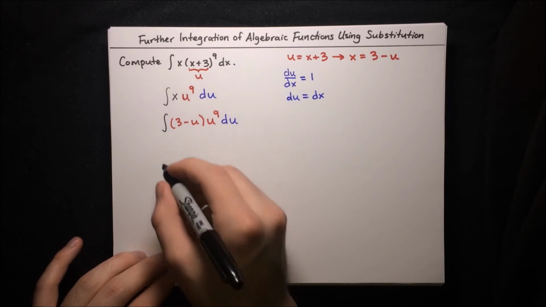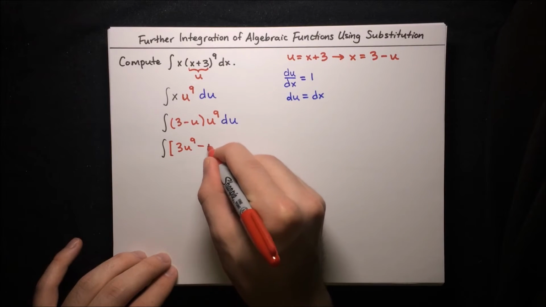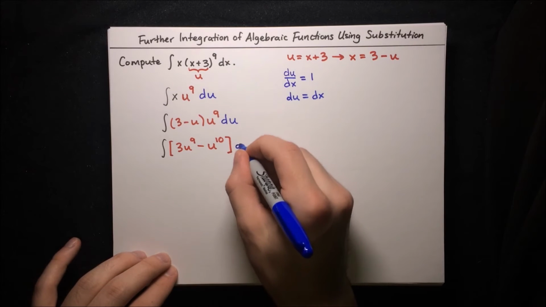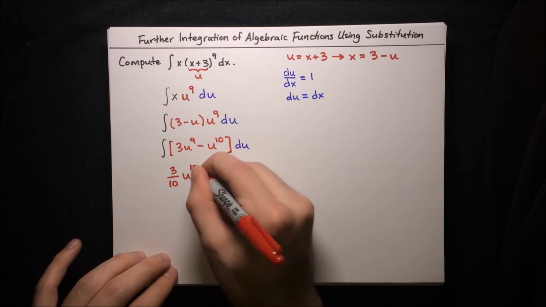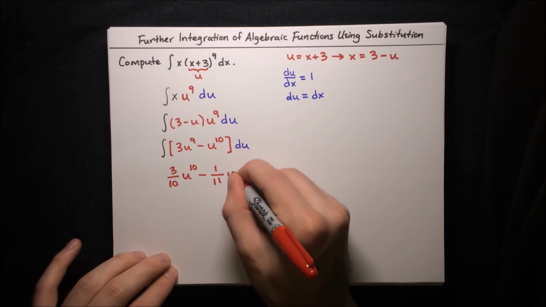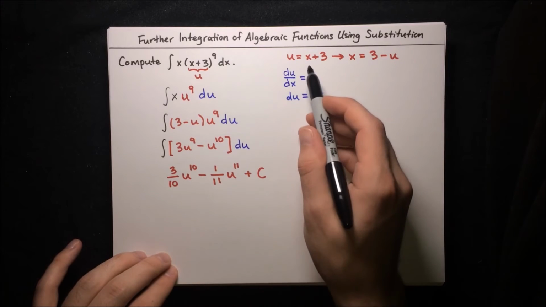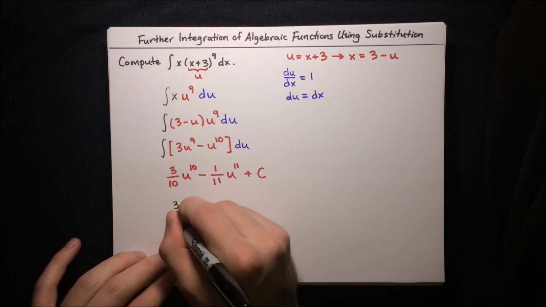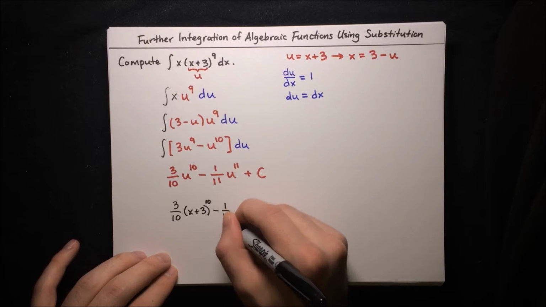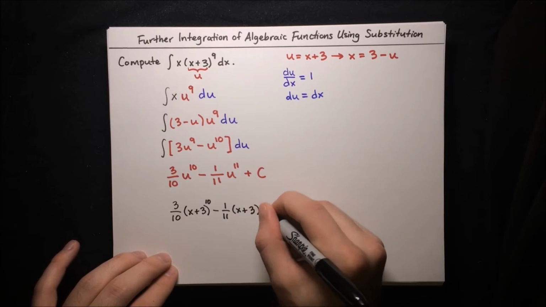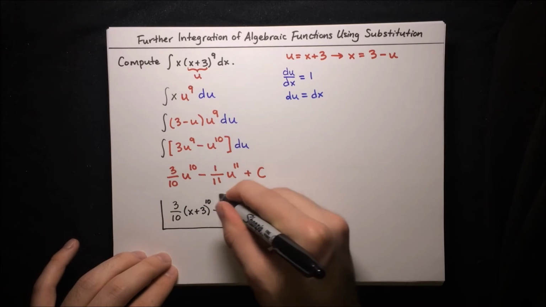Let's go ahead and multiply out this product here. Integral of 3u to the 9th minus u to the 10th du, and then we integrate and we get 3/10 u to the 10th minus 1/11 u to the 11th plus our constant c. And then we just put our answer in terms of x by substituting in x plus 3 for u. So 3/10 times x plus 3 to the 10th power minus 1/11 times x plus 3 to the 11th power plus our constant c. And there we go. We're done. We've solved it.